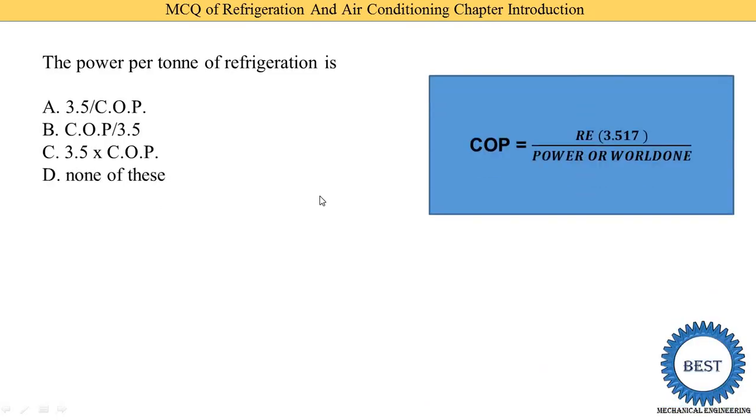Now I give you the explanation here. We know that the COP is equal to refrigerating effect upon power or work done. In the question it is given per ton of refrigeration, which means the refrigerating effect R is equal to 3.517. The power goes to this side and COP comes in the denominator. So what is the answer? 3.5 divided by COP. So option A is correct, that is 3.5 divided by COP.